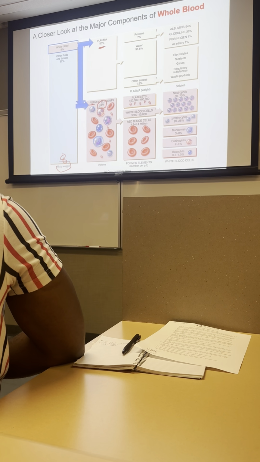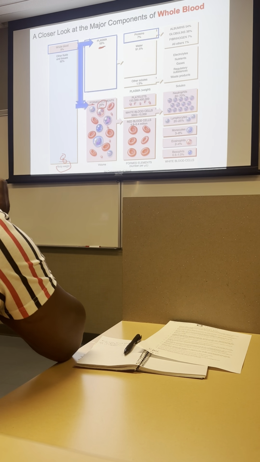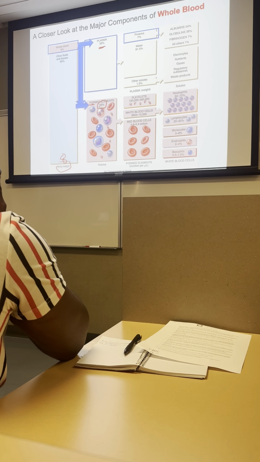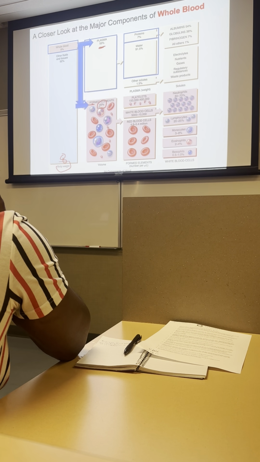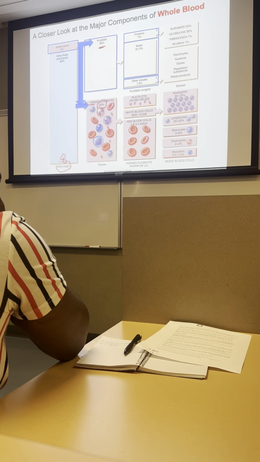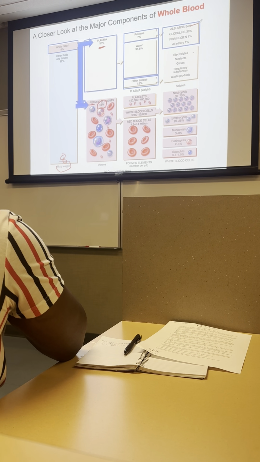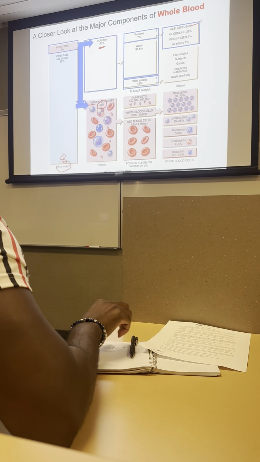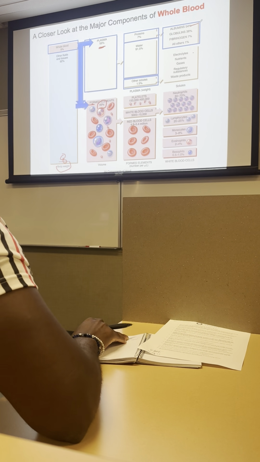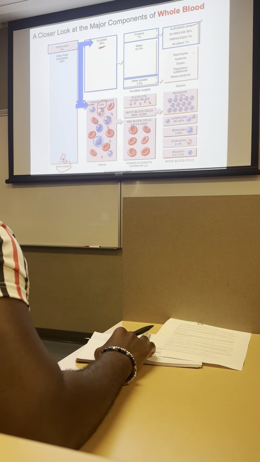But we know plasma is 55%, and within plasma we have some very important things to note. Most of it is water, over 90% of it. There are other things in there: electrolytes, nutrients, gases. But I want to focus on proteins for a second. There are some very important proteins found in plasma that we have to be comfortable and familiar with. The first one is albumin, which makes up 54% of the plasma proteins. And we already know the primary function of albumin in the blood, which is what?